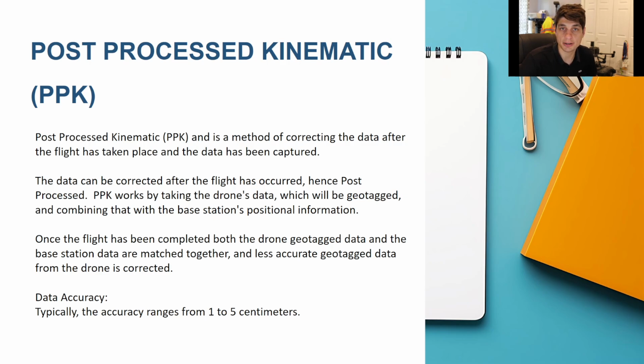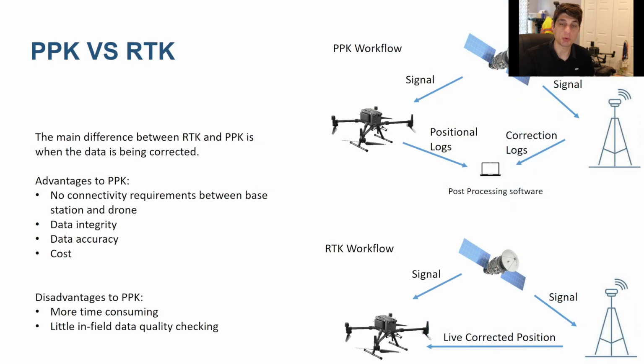And data accuracy, typically, the accuracy ranges from 1 to 5 centimeters. A lot of that just depends on the area size that you're going to be scanning, how far away you are from a base station, as well as just general errors that can pop up. So very much similar accuracy as RTK, but there are some advantages with PPK. So what are those advantages and what are the main differences?